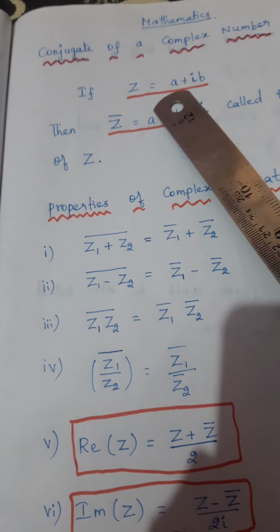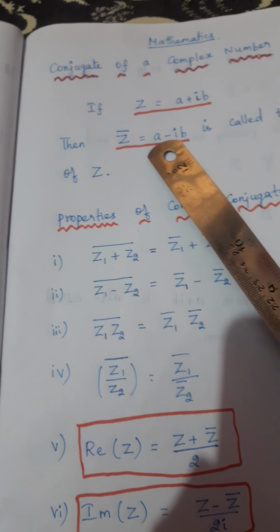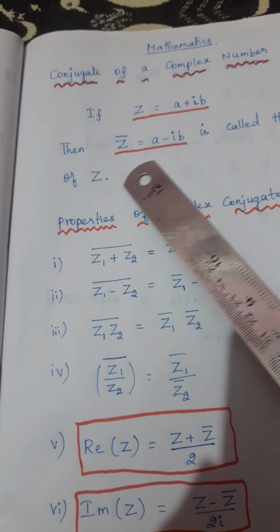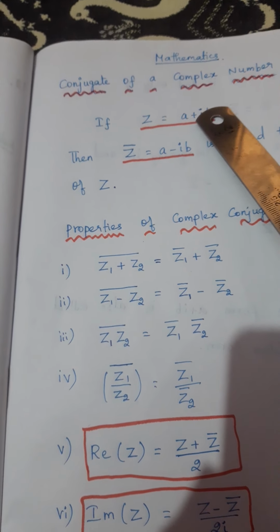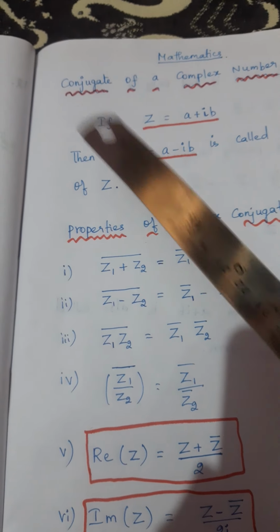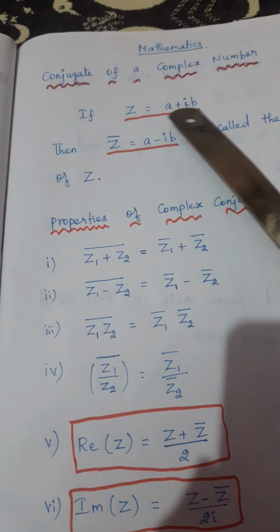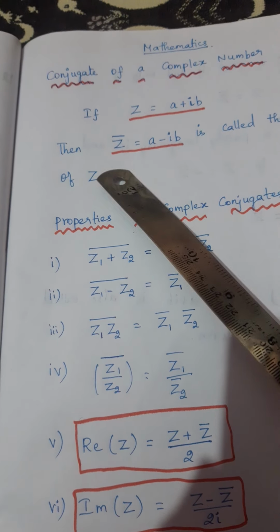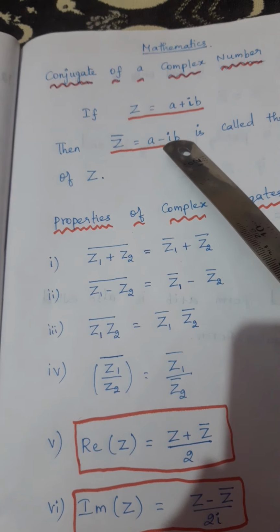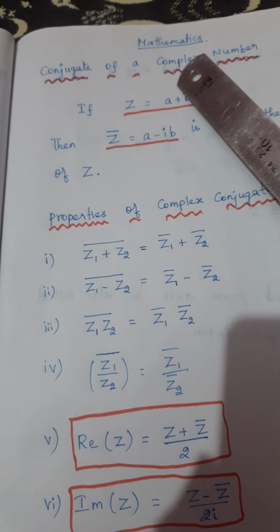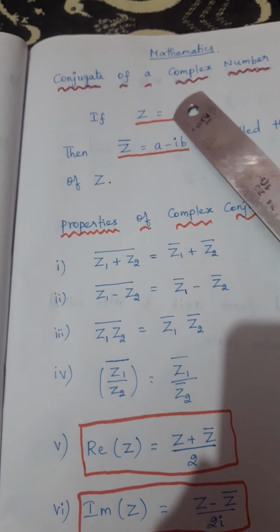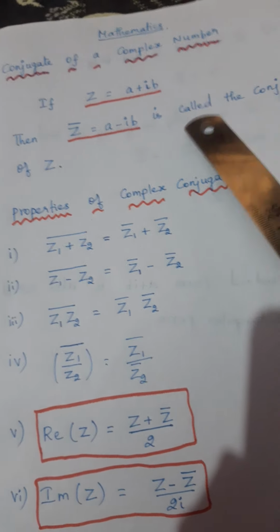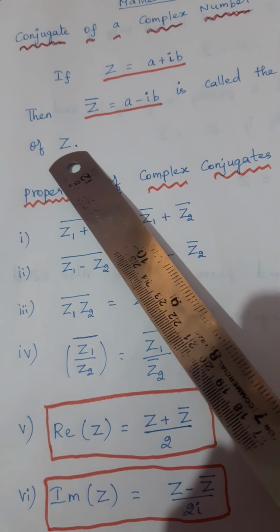What we have to do is just change the sign of the imaginary part. Don't confuse this with the additive inverse. For the additive inverse, we change both signs, the real part as well as the imaginary part. But in the conjugate z bar, we should change only the sign of the imaginary part. A plus ib means z bar is a minus ib, right? We should not change the sign of the real part, only the imaginary part's sign should be changed. That is called the conjugate. Then this z bar is called the conjugate of z.